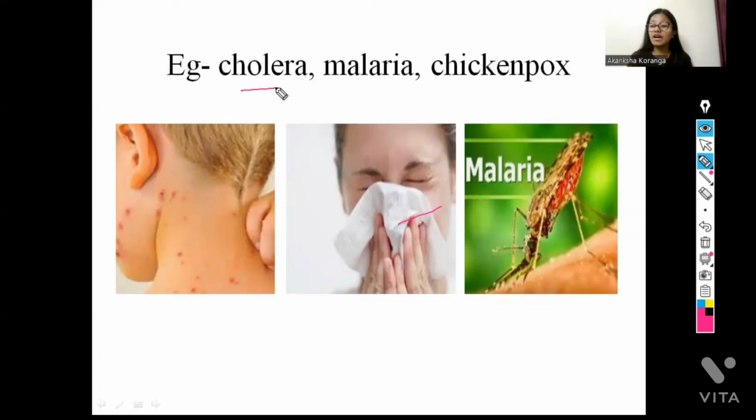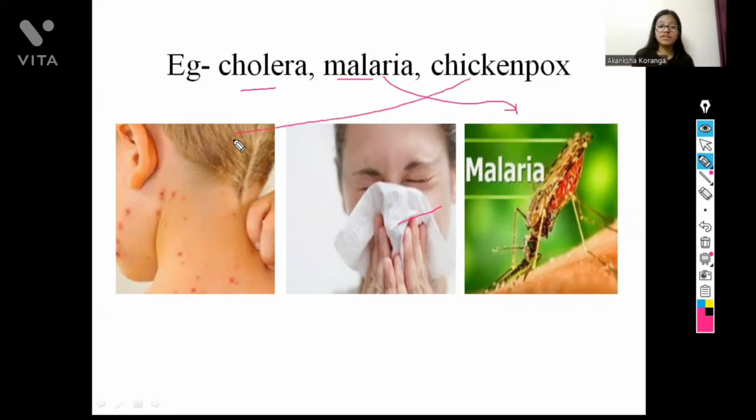And why does this happen? It is caused by a certain bacteria that we get through contaminated food and water, right? And the second disease is malaria. We get this disease from the mosquito, spread through external factors, right? And then comes chicken pox. Chicken pox is this one, and the symptoms of this disease are high fever and red spots.